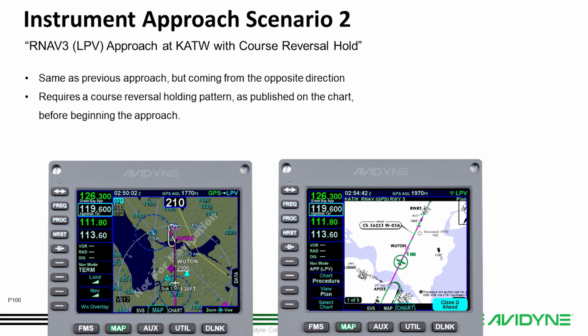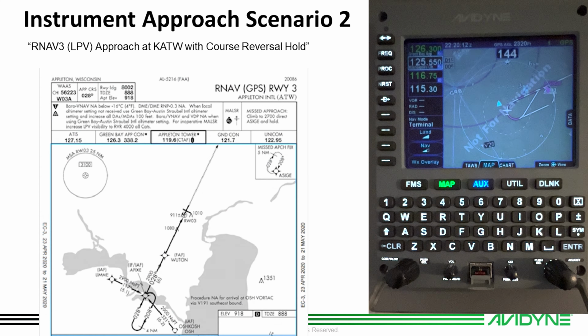In the second scenario, we are going to shoot the same RNAV3 LPV approach, but from the opposite direction. From the previous lesson, we flew the missed approach, and we are in a hold at Avidyne. We will reload the approach, and since we are coming from the opposite direction, we will need to perform a course reversal holding pattern as published on the chart before we begin.